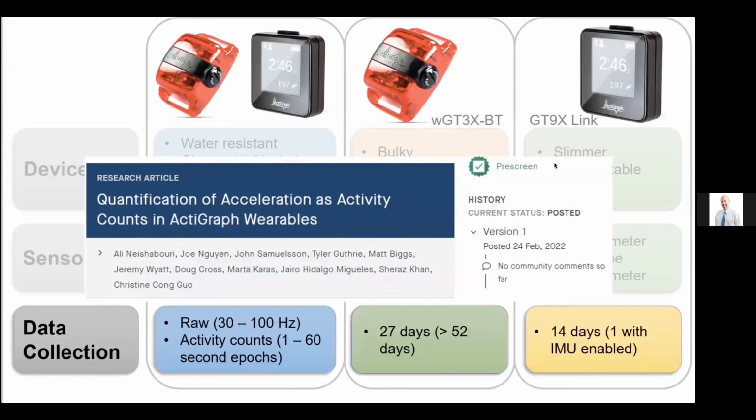I do want to highlight that the battery life of both devices is pretty good compared to many similar sensors. With the data collection at 30 Hz and sleep mode enabled, Actigraph advertises the WGT3X has a battery life of 27 days, but for some of our studies, we've seen it last over 50 days. The Link battery life isn't quite as good at 14 days, but it does drop all the way down to 1 day if the IMU is enabled.